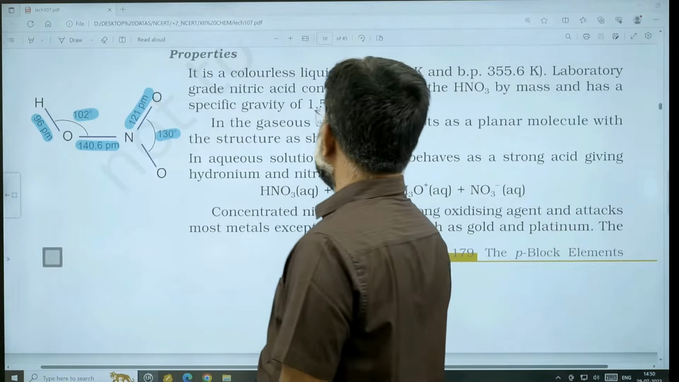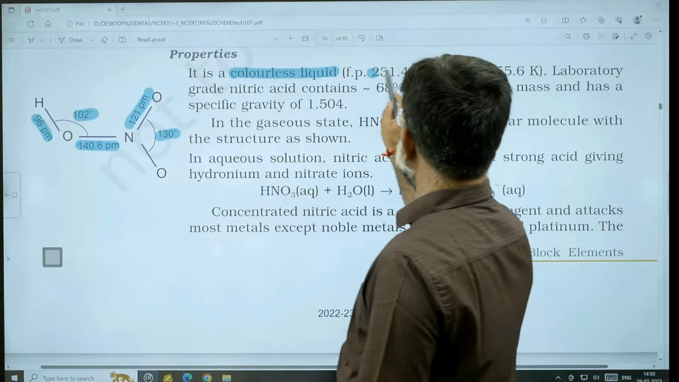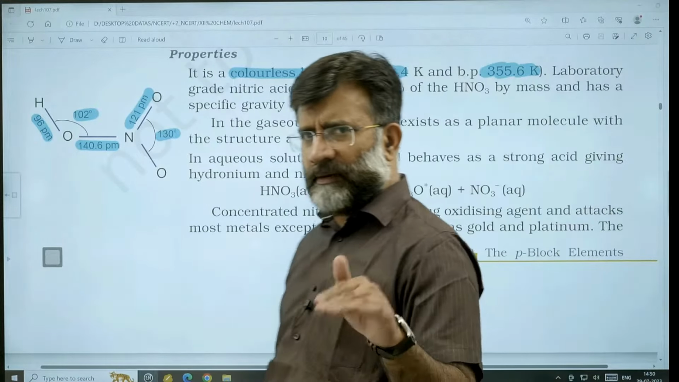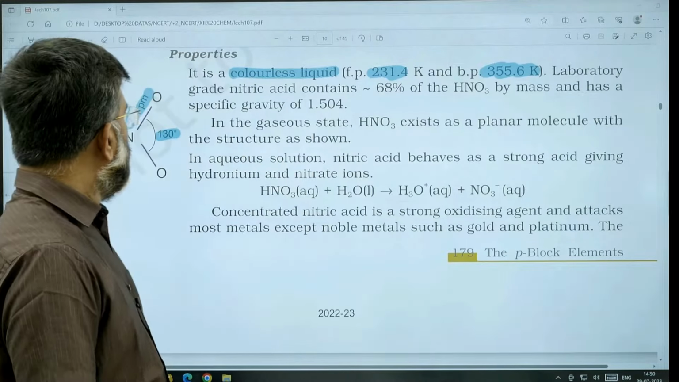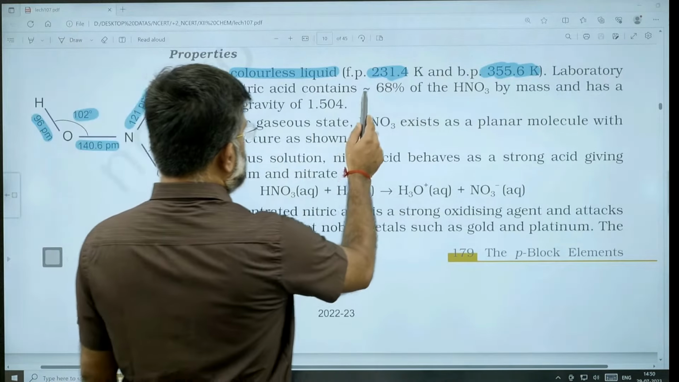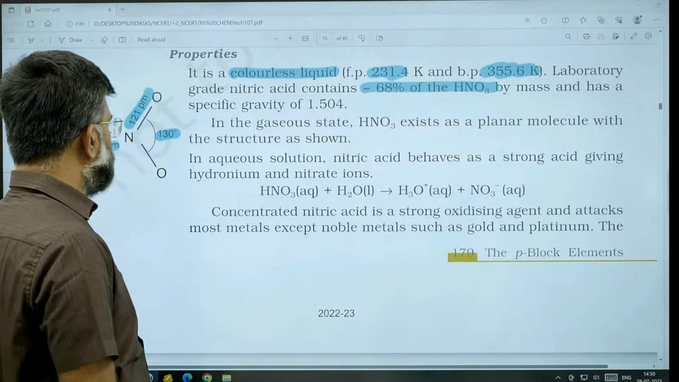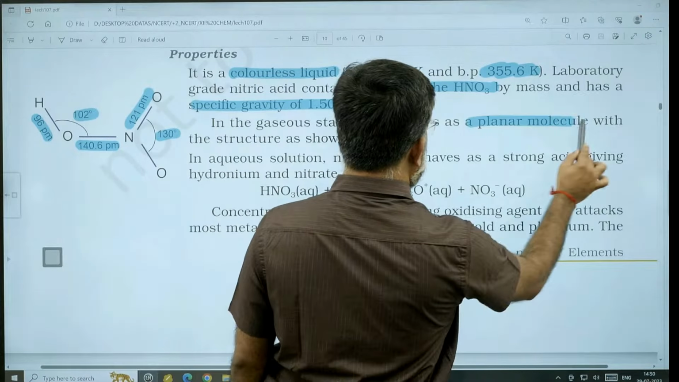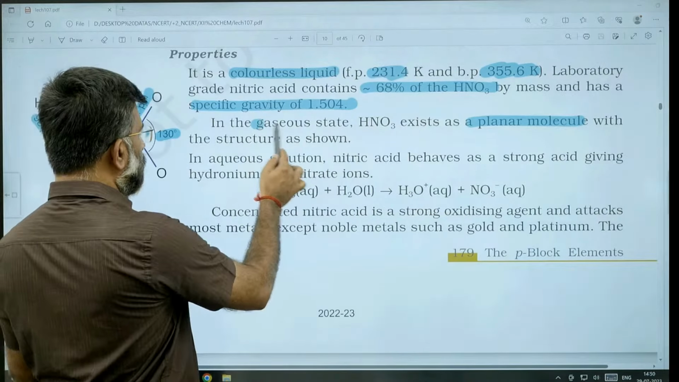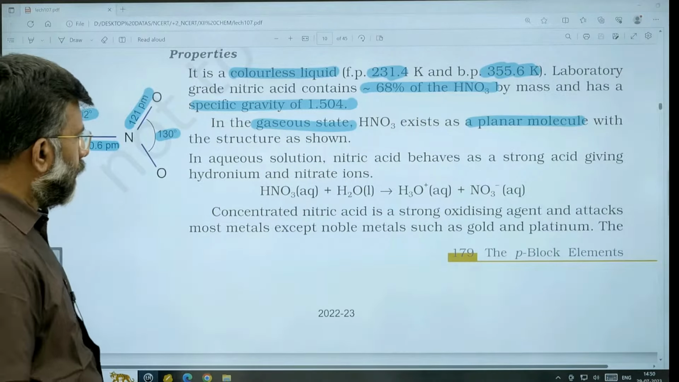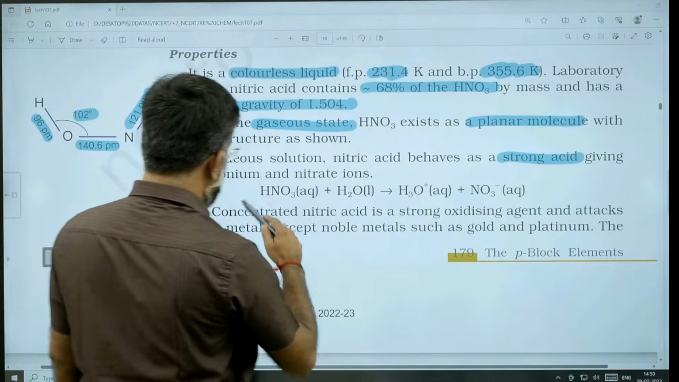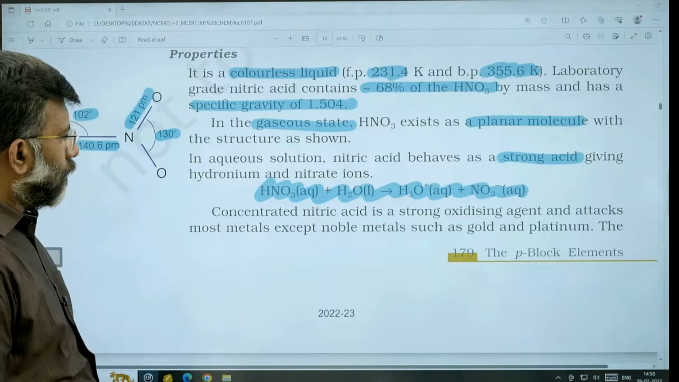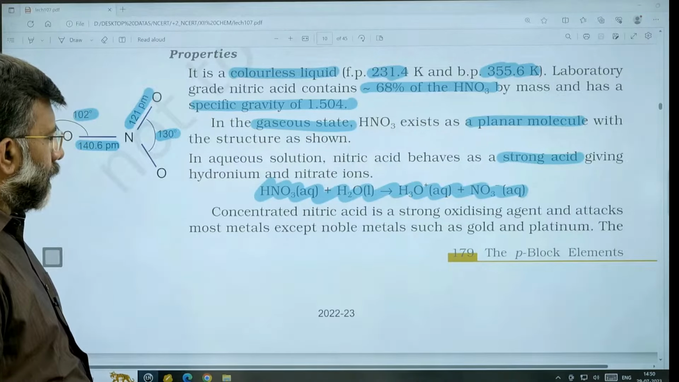It is a strong acid and a colorless liquid, freezing point 231 K, boiling point 355 K, lower than water. Laboratory grade acid contains 68% nitric acid by mass, having a specific gravity of 1.5. It is a planar molecule with sp2 hybridization in the gaseous state, while in aqueous solution it acts as a strong acid, giving hydronium ion and nitrate ion.